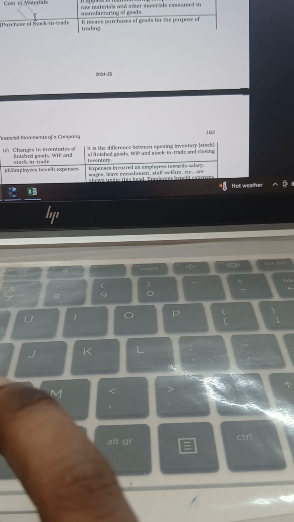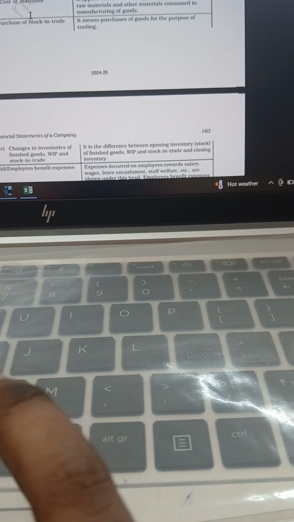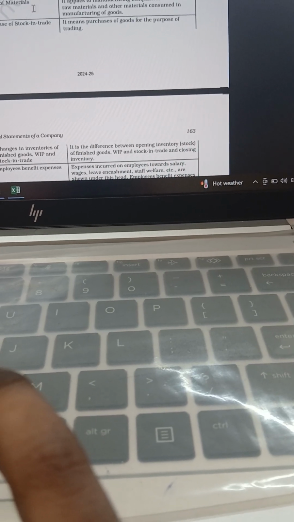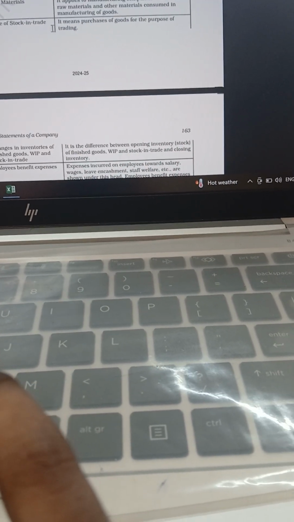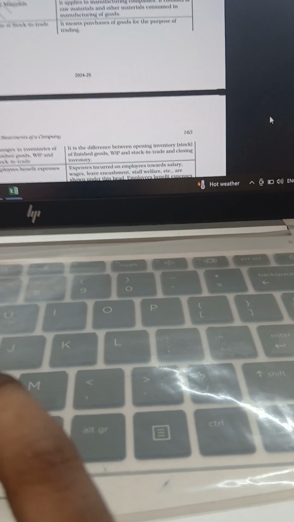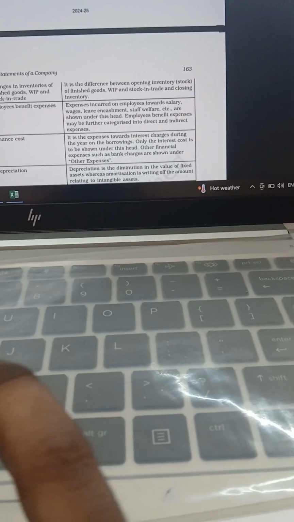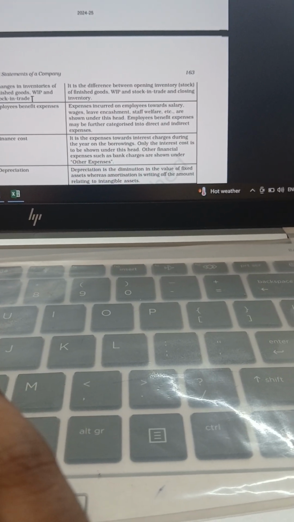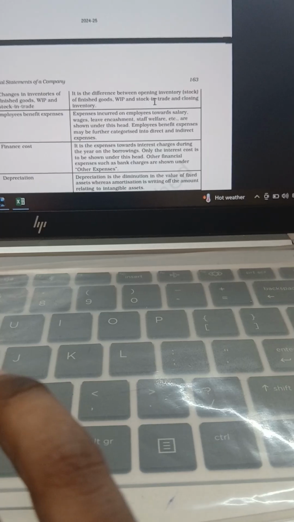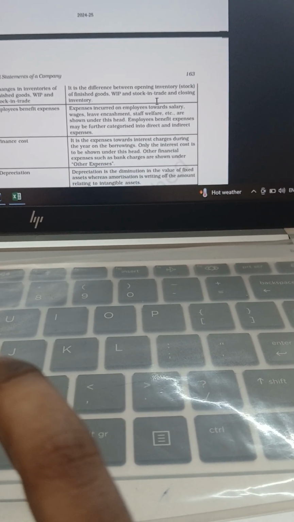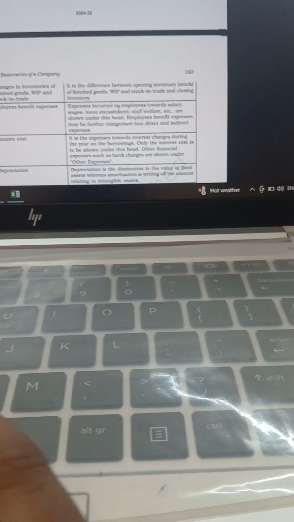So all the items relating to the cost of all the materials that are taken in a manufacturing process are to be noted. Then purchase of stock in trade means the purchase of goods for the purpose of trading. Then changes in inventories of finished goods, work in progress and stock in trade: it is the difference between the opening inventory, that is opening stock of finished goods, work in progress and stock in trade, and the closing inventory.